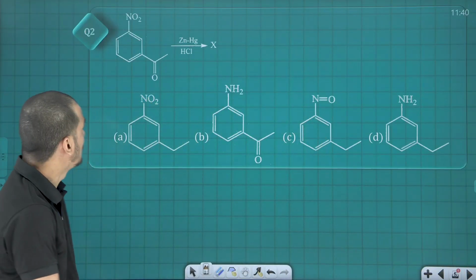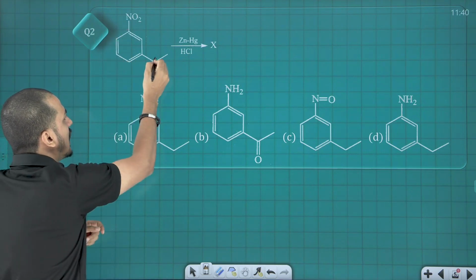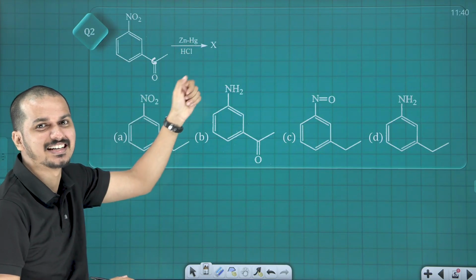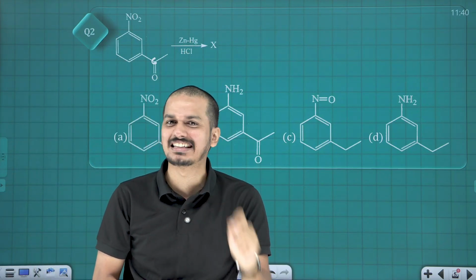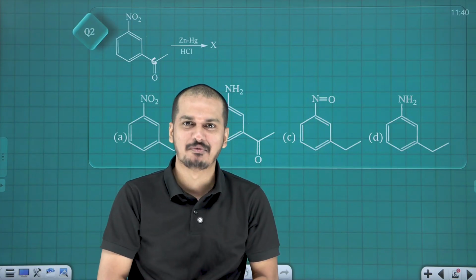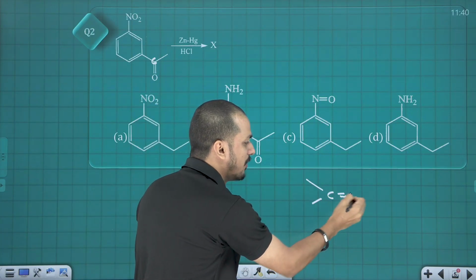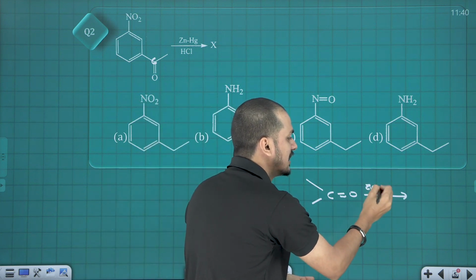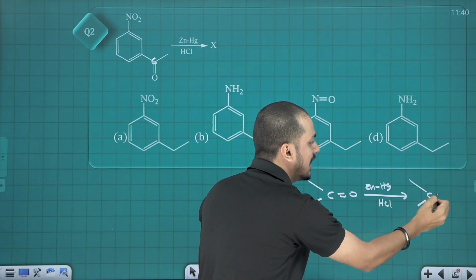What's the question here? While we are looking here, you can see some nitro compound. Here a ketone, a carbonyl compound, is there. That you are treating with zinc amalgam and HCl. Zinc, mercury and HCl, that is none other than Clemmensen reduction. We know the basic idea about Clemmensen reduction. If a C double bond O is there, in zinc amalgam in presence of HCl, it will reduce to what?